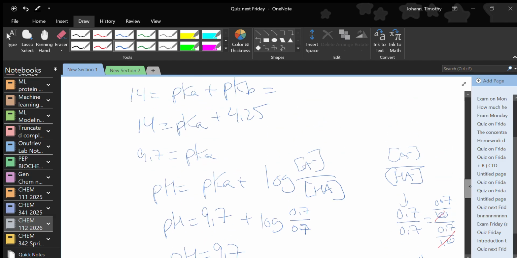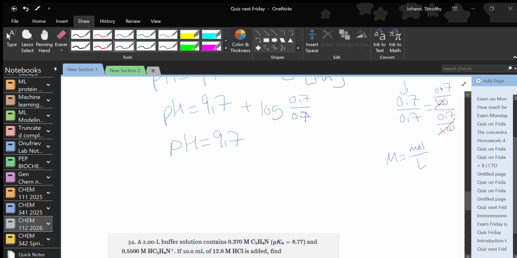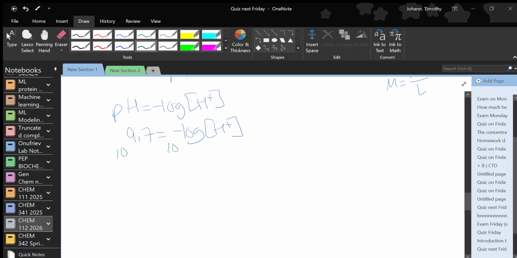All right, and then the problem asked for the OH concentration and the H plus concentration. So we can do that. I know that my pH is equal to my negative log of H plus concentration, right? And so 9.7 is equal to the negative log of H plus. And then to solve that, I'm going to take the anti-log of both sides. So I'm going to take 10 to both sides. It's going to go better if I go ahead and multiply both sides by -1 first, right? So I get that. All right, I get my H plus concentration is equal to 2.0, I don't remember how many sig figs I have, times 10 to the negative 10th, right?